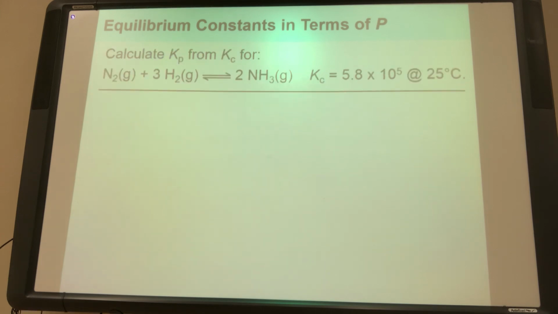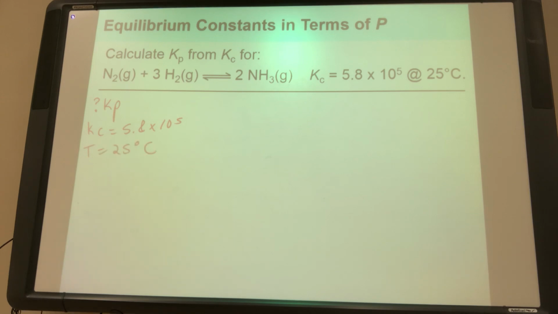Calculate Kp from Kc for the following reaction. I gave you Kc and I gave you the temperature. So let's ask, what am I looking for? Yep, Kp. What did they give me? A reaction, Kc, and temperature.